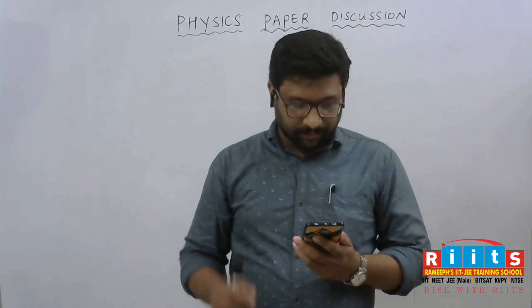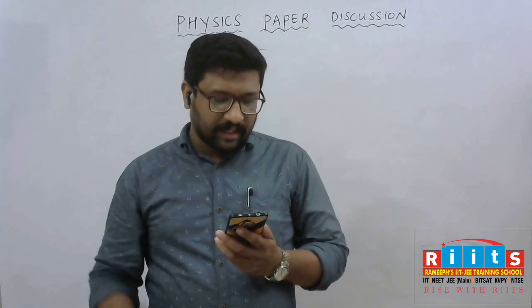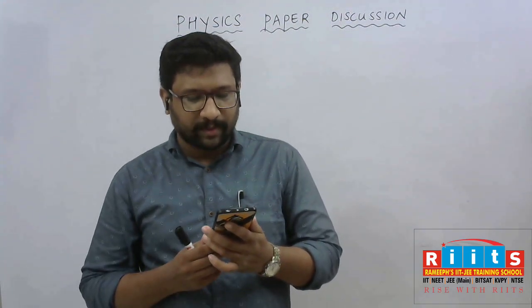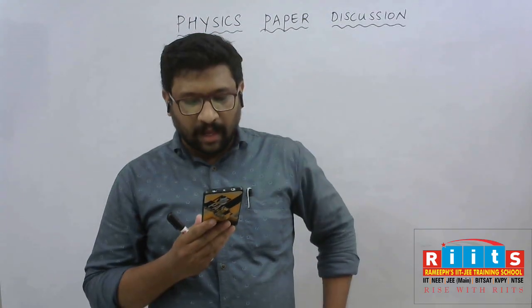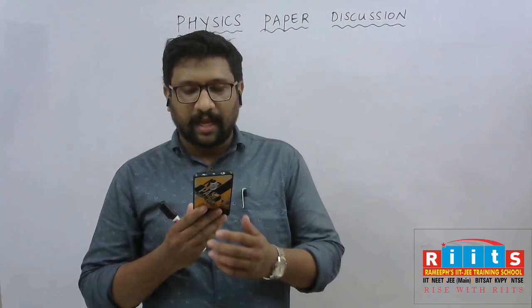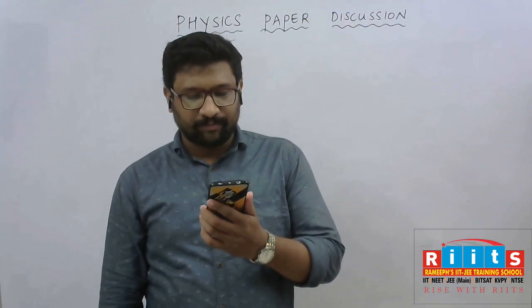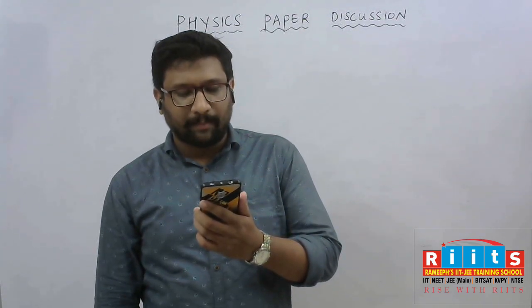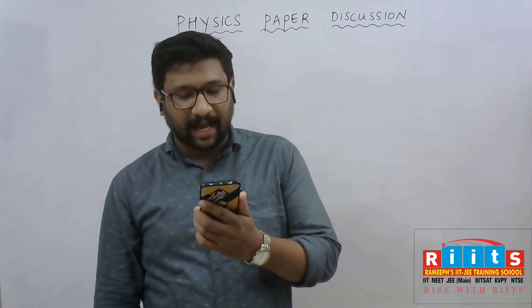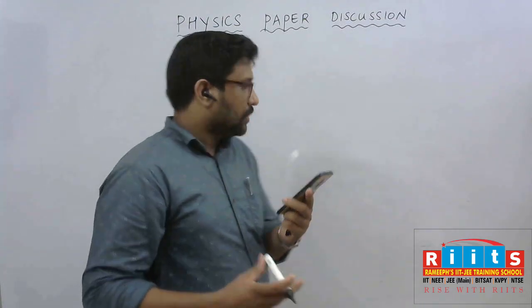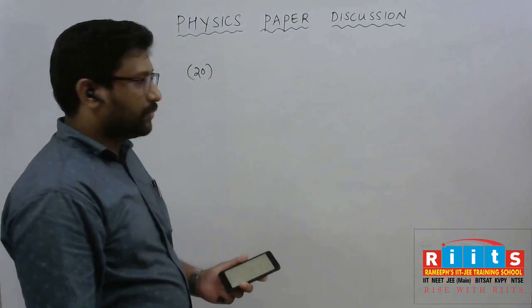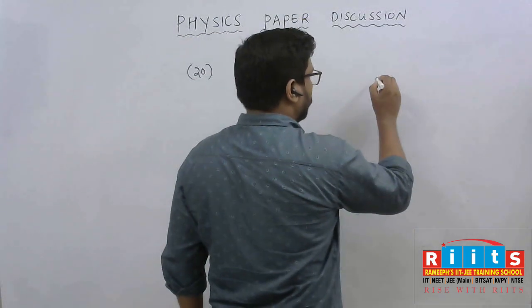Question number 20. Three rings, each having equal radius r, are placed mutually perpendicular to each other, each having its center at the origin of the coordinate system. If current I is flowing through each ring, then find the magnitude of the magnetic field at the common center. This question is from the chapter Magnetic Effect of Current. You must know a result.